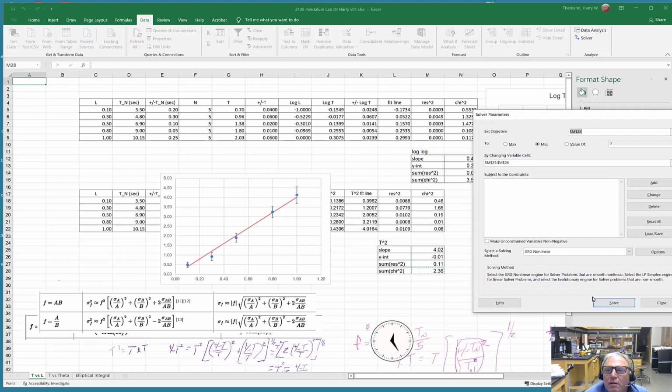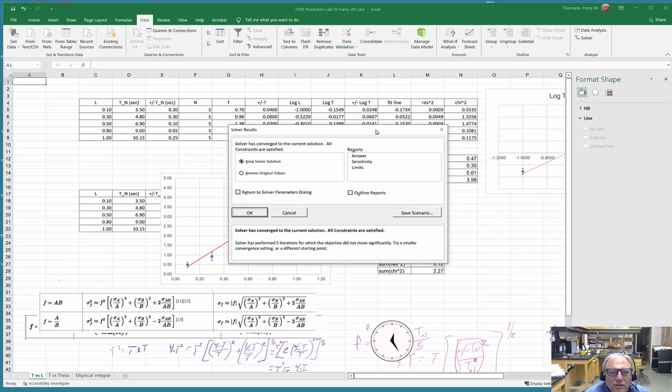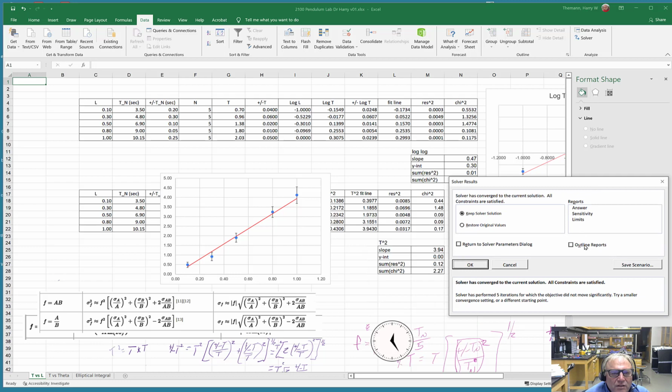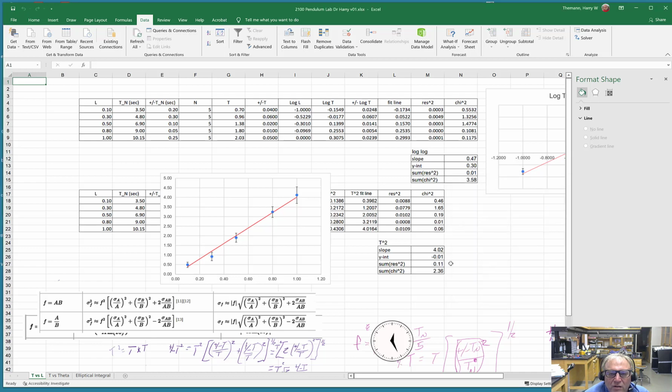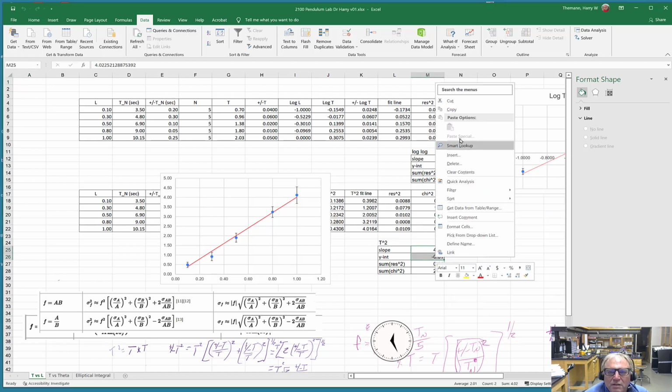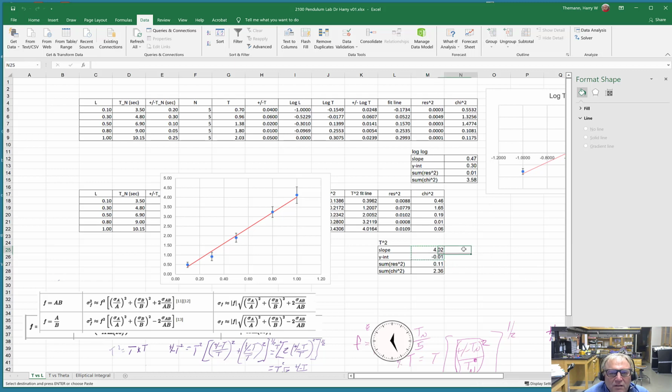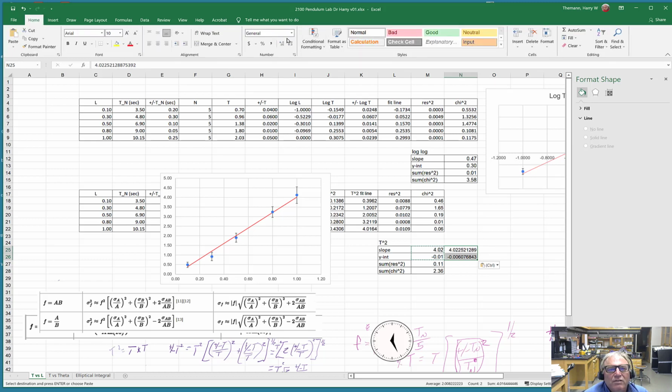Let's see. Solve. And yeah, it definitely looks like it changed a little bit. Let's see. Restore original. Keep. Look at that. I want to just copy, and I want to paste the values. Oof, I don't know why the default is general.